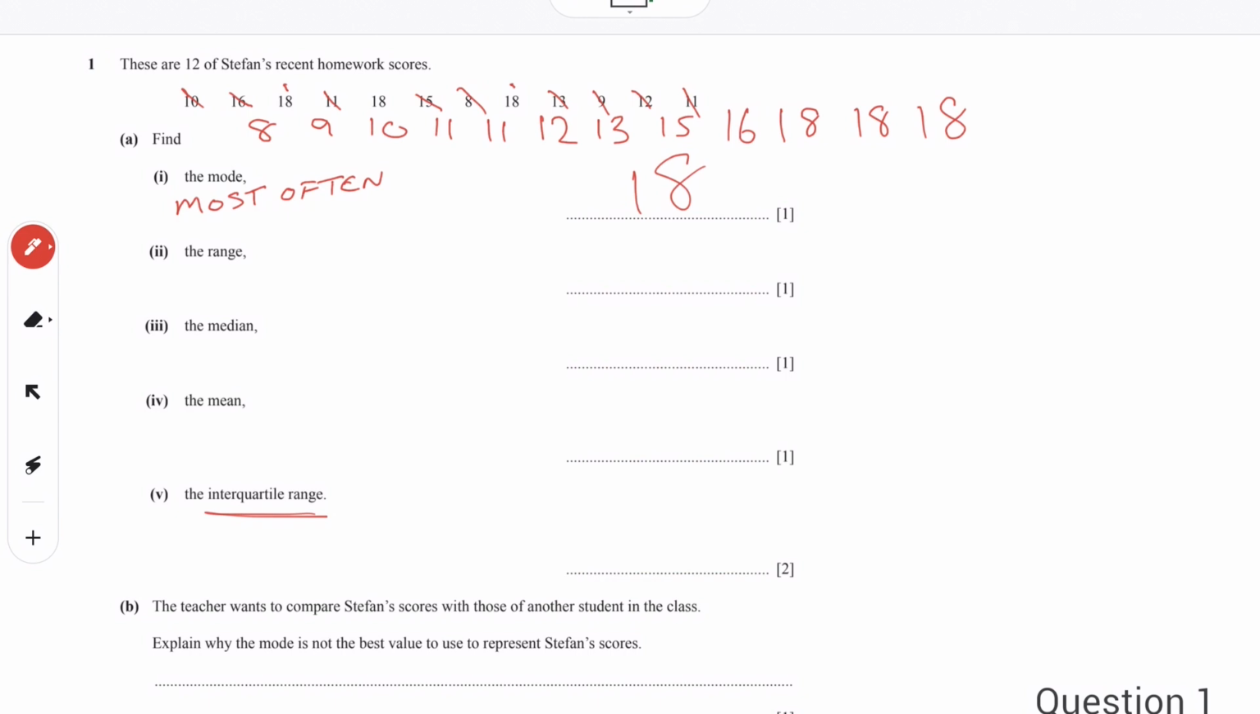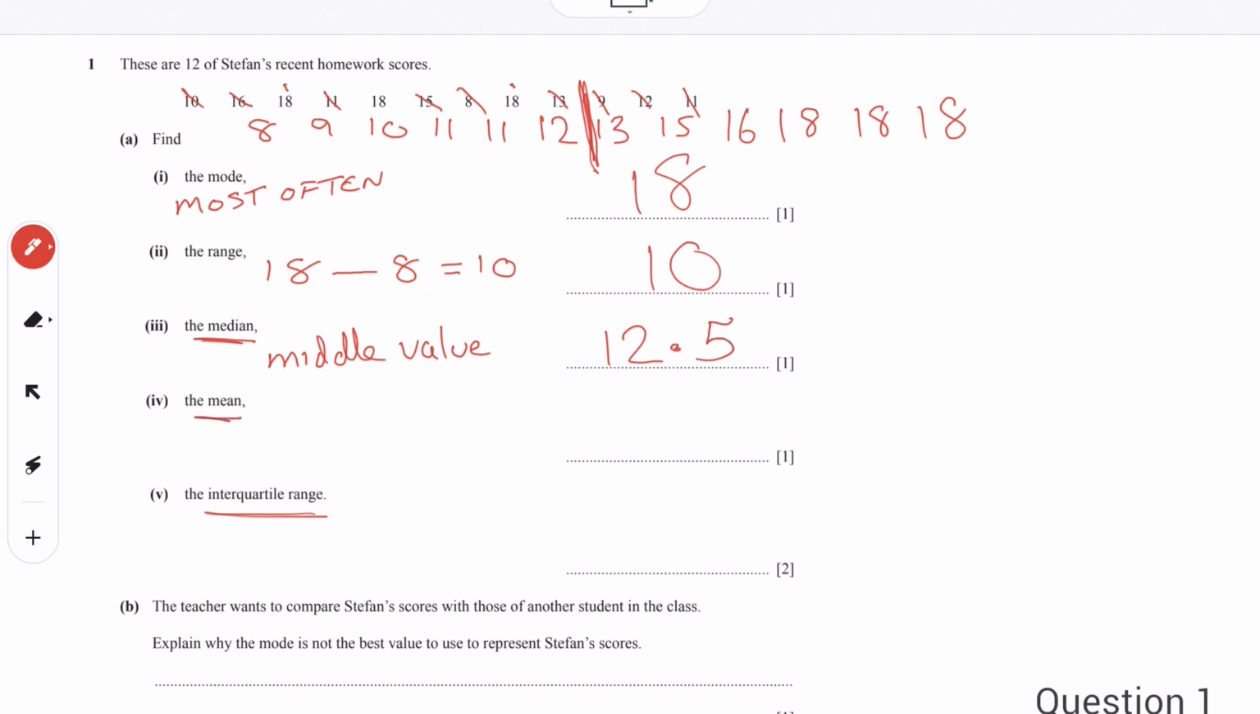Okay, so we're going to have a little look at the range. Well, the range, as I said, is the biggest number, which is 18, minus the smallest number, which would give us a total of 10. So in here, the range would be 10. The median is the middle value. Now, because we've got an even number of numbers, there might be a number in between. If I put a line down the middle here, I would be looking at a number between 12 and 13. So that number there would be 12.5.